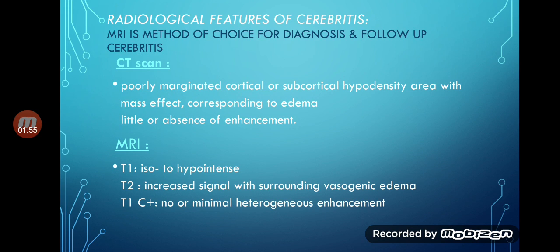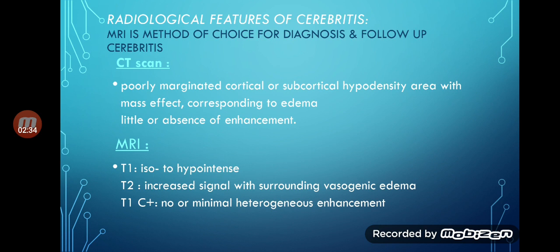Now the radiological features of cerebritis. MRI is the method of choice for the diagnosis and follow-up of any type of brain infection. But we may start with a CT scan because it is available and low cost. So I will mention the radiological features on CT scan and on MRI, but the method of choice for diagnosis and follow-up is MRI.